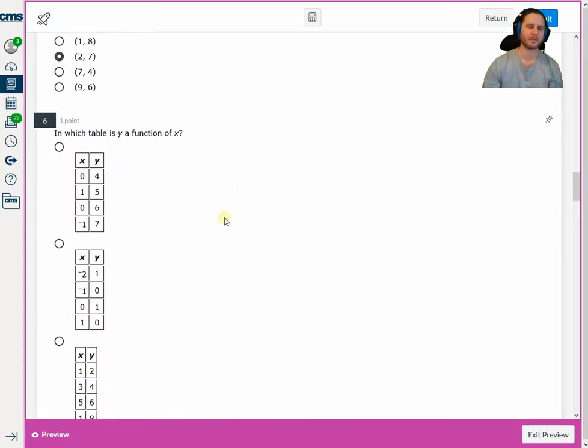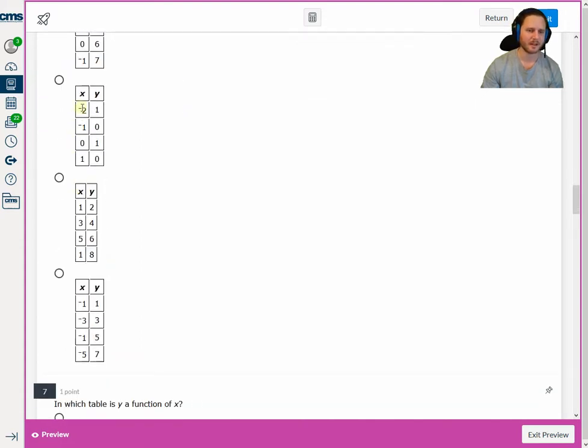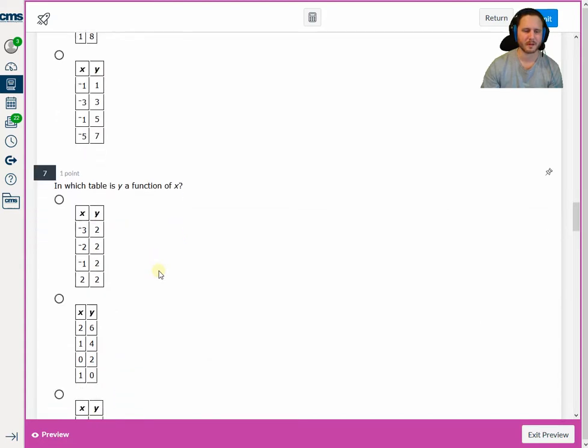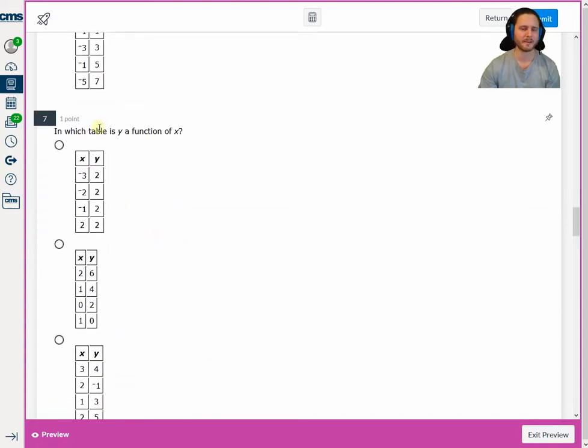Number 6, they phrased it differently, don't let this phrasing scare you. In which table is y a function of x? They're just asking which one of these is a function. So for this one, 0 repeats, so that's out. -2, -1, 0, 1. That works. That's okay. That is a function. This one, we got 1 and 1 again. And this one, we got -1 and -1 again. So that won't work.